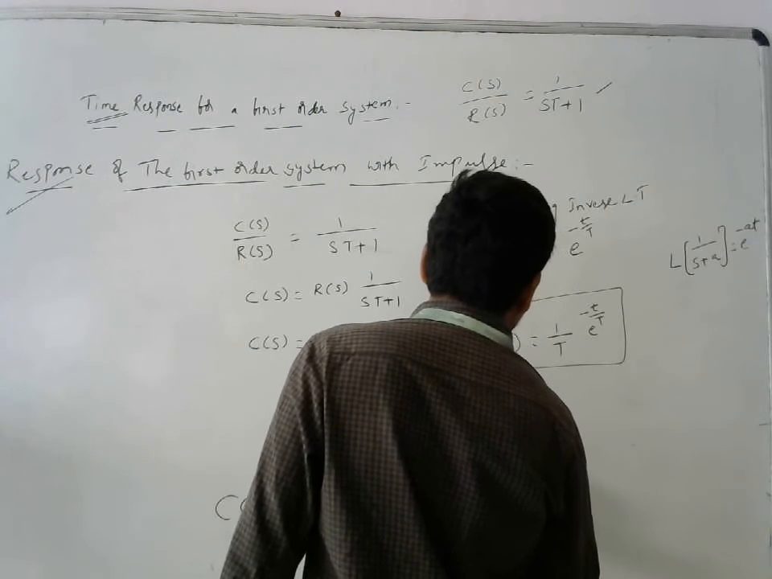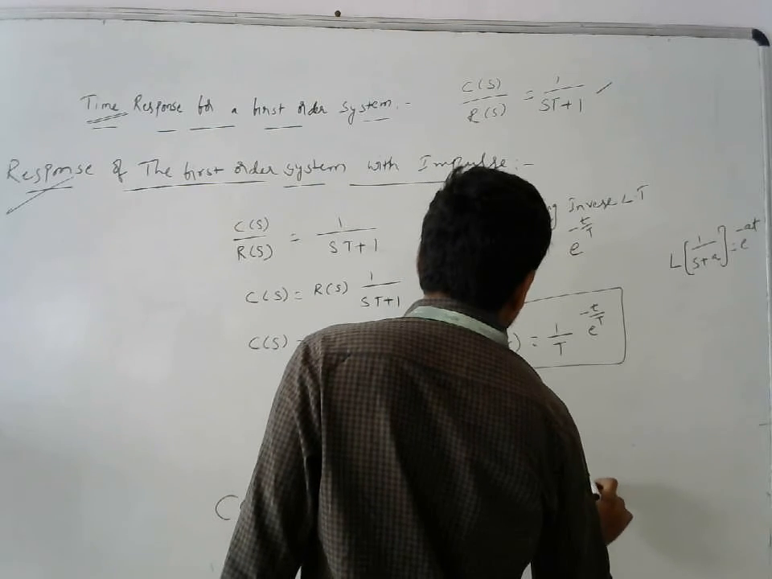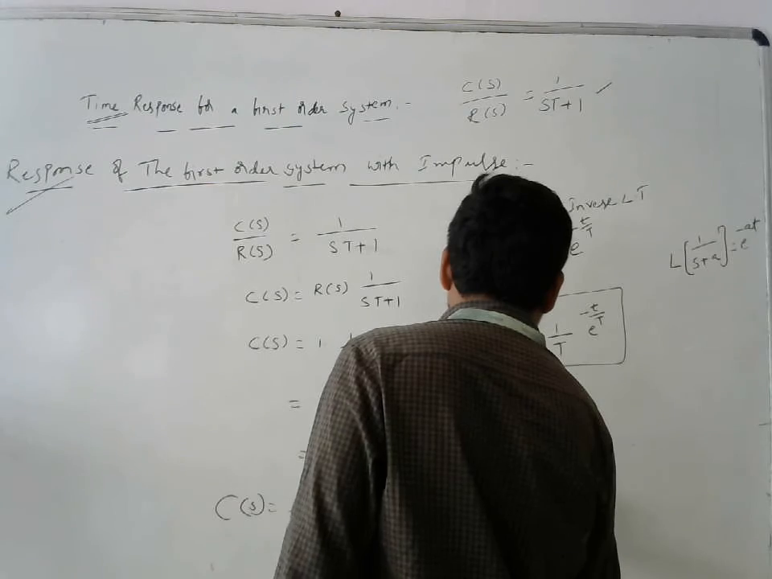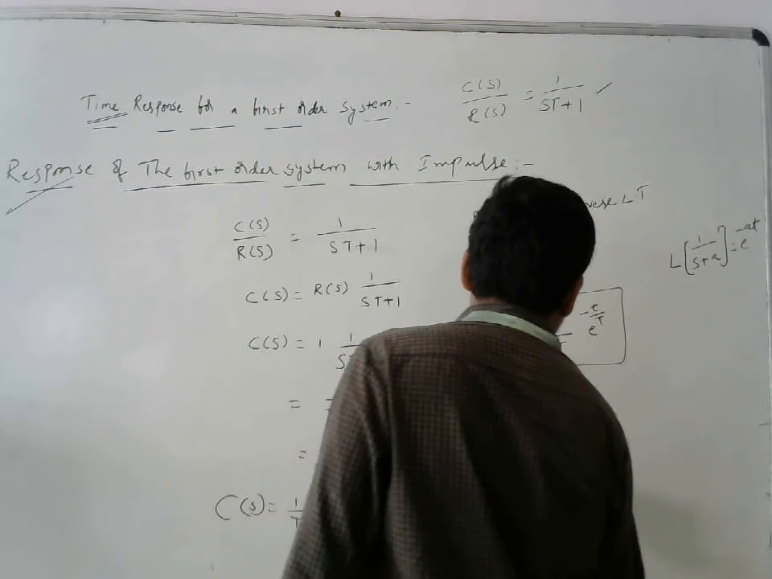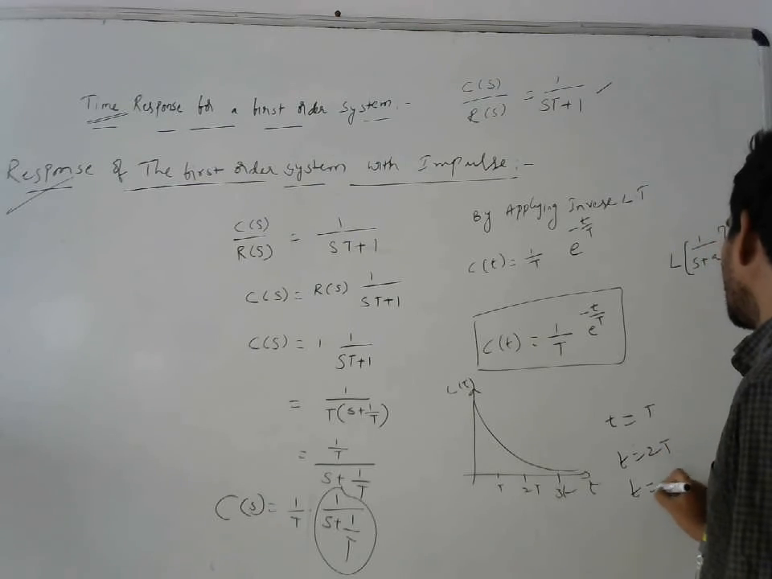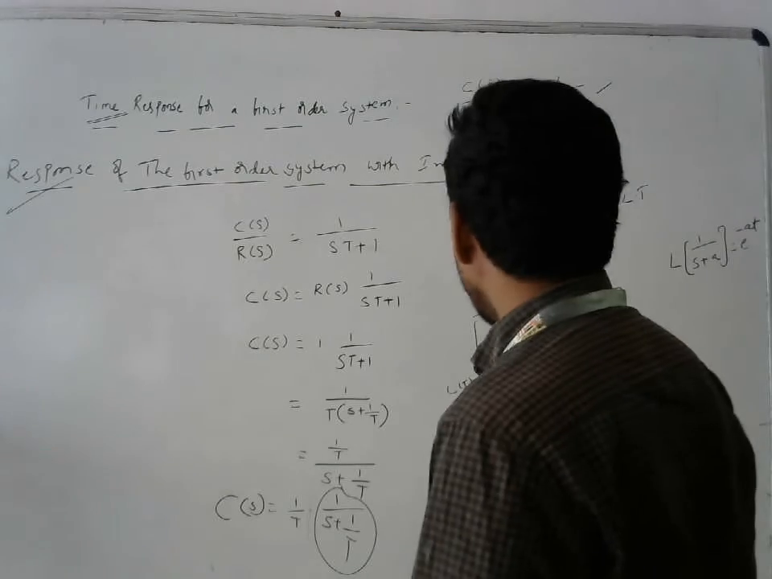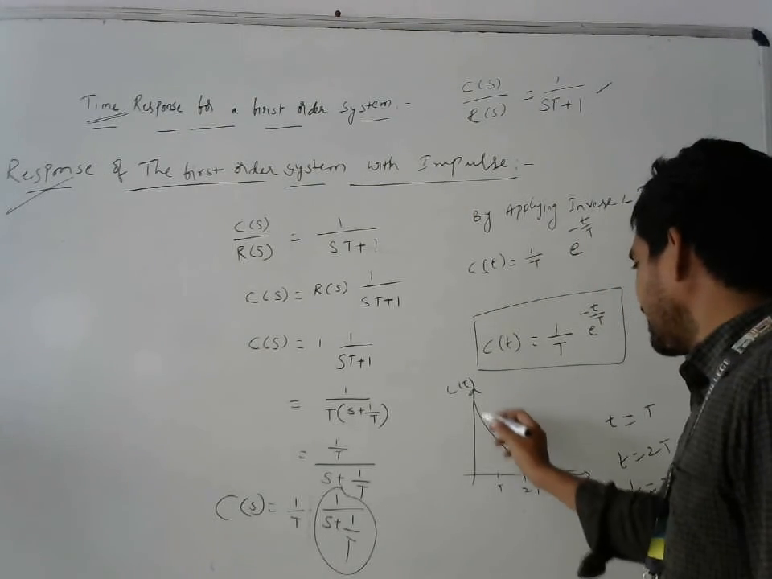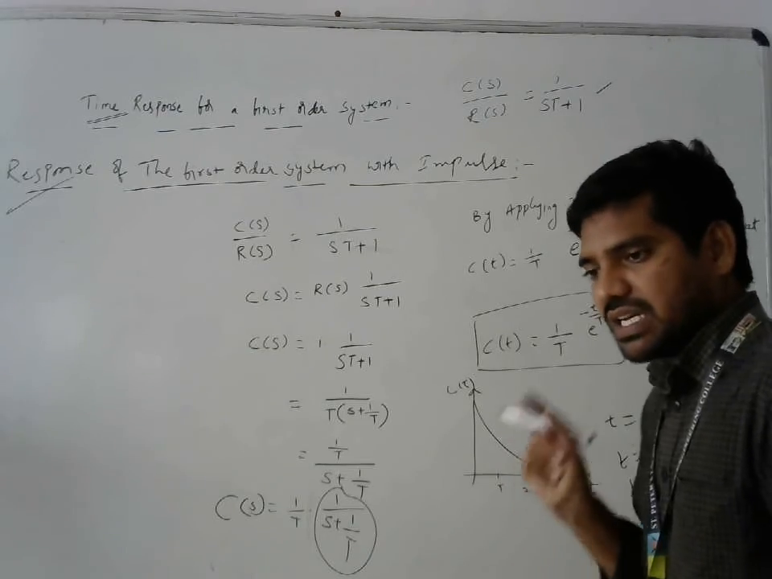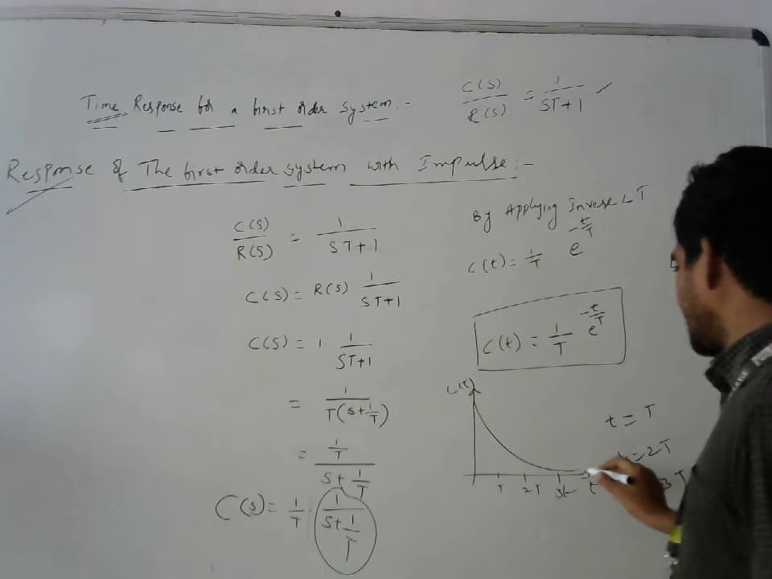When the time varies, that is C of t. If I take T, 2T, 3T like that, when t is equal to T, when t is equal to 2T, when t is equal to 3T, we are going to get this. This is the impulse response. As the time varies, it will become 0. Why? Because the impulse signal is only for a short duration of time, so immediately it becomes 0.